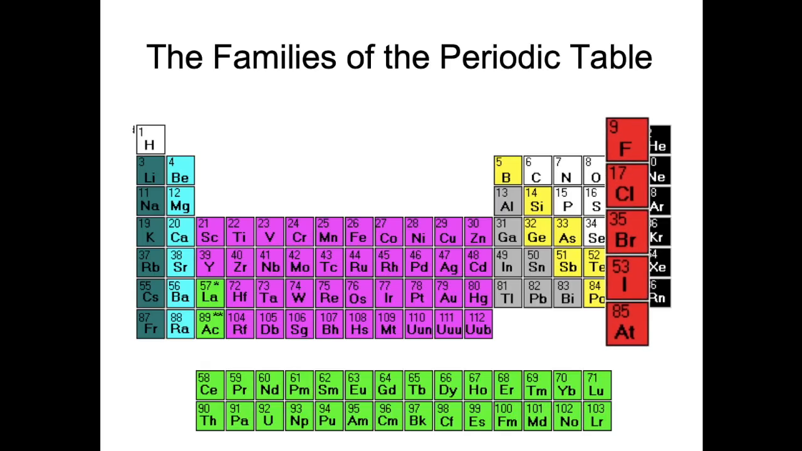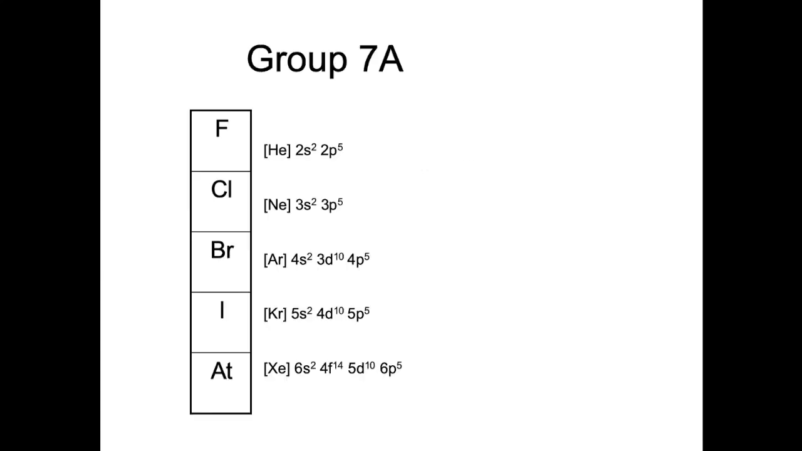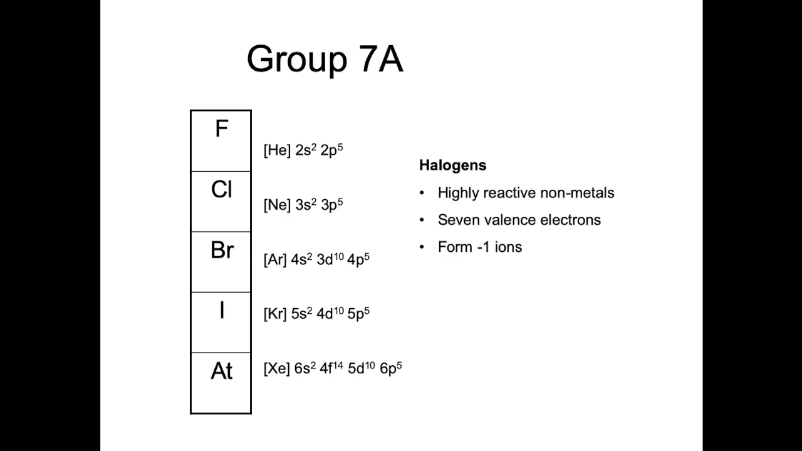Next up, we have Group 7A, also numbered as 17. Group 7A are called the halogens, and these are highly reactive nonmetal elements that each have 7 valence electrons and form negative 1 ions. Now let's take a little look at a video that examines some of the properties of these elements and also lets you see them in their natural state.